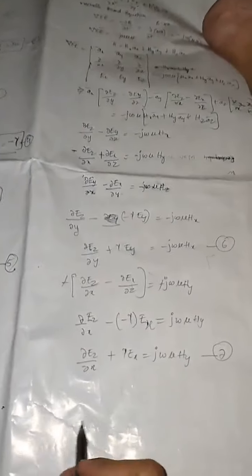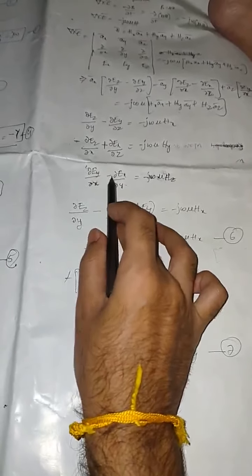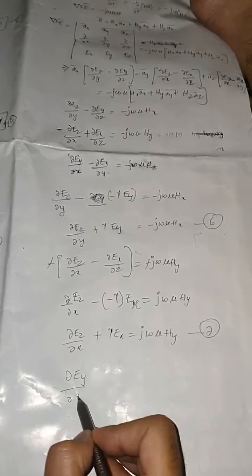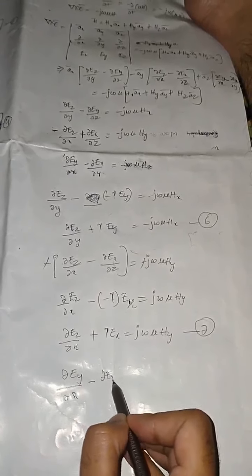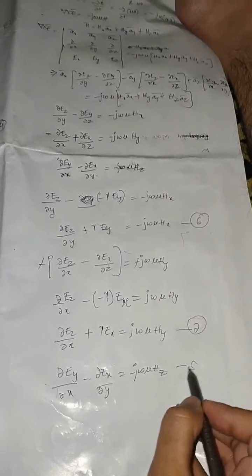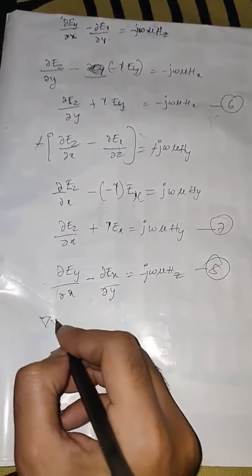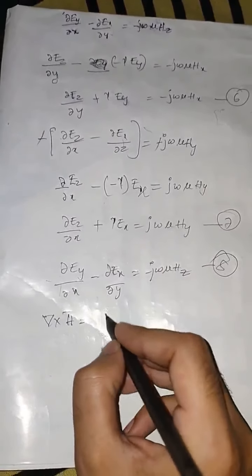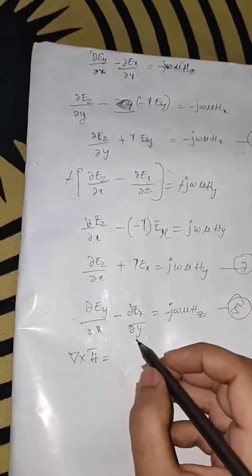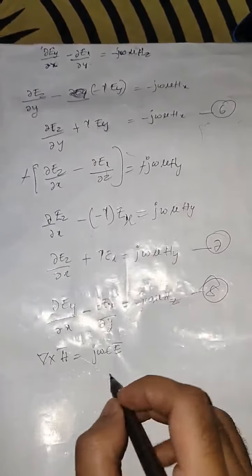Now I want to write equation number 8. Here there is no ∂/∂z value, so you can write directly: ∂Ey/∂x minus ∂Ex/∂y is equal to minus j omega mu Hz. So this is equation number 8. After doing this, we will take another equation for the magnetic field, which is nothing but curl of H is equal to Jd, which is nothing but j omega epsilon E bar, j omega epsilon E bar.